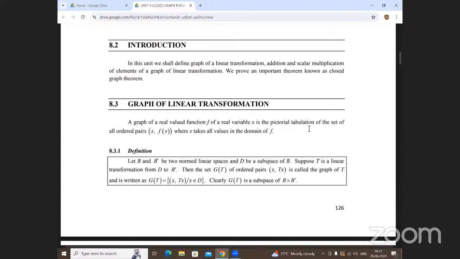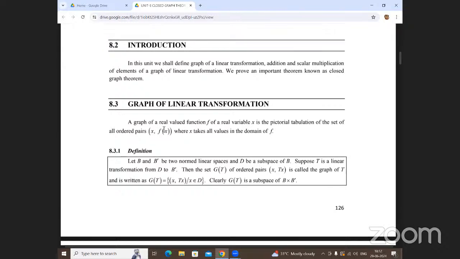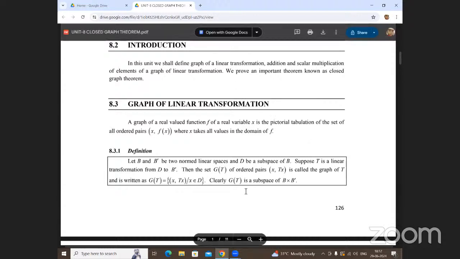So it is the pictorial tabulation of the set of all such points. That's why you have to introduce this here. According to this, x and y means we replace y by f of x. This is the vertical part. So x is the horizontal line, and y is the vertical line.